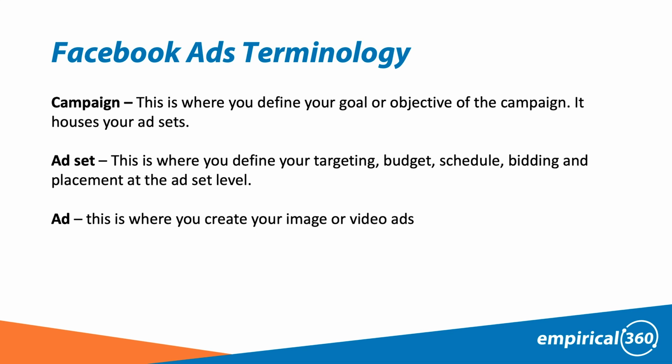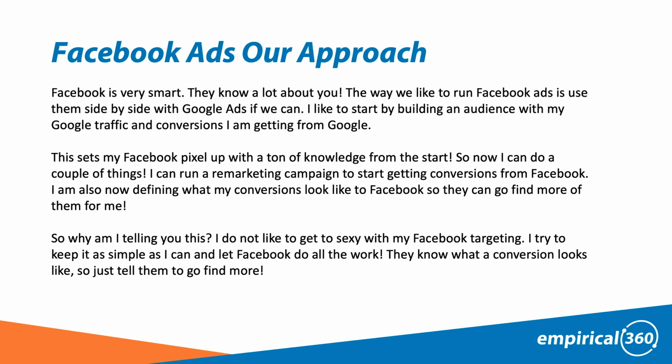So some more terminology here. There's the campaign, very similar to Google Ads, and this is where you define your goal or objective, and this is what houses your ad sets. Ad sets is where you define your targeting, budget, schedule, bidding, and placement, all at the ad set level. So there's a lot that's done at the ad set level, and you have multiple ad sets per campaign. And then the last piece is the ad, and this is where you put your video or your picture and the text that you want to go along with it, and pretty much send people where you want to send them.